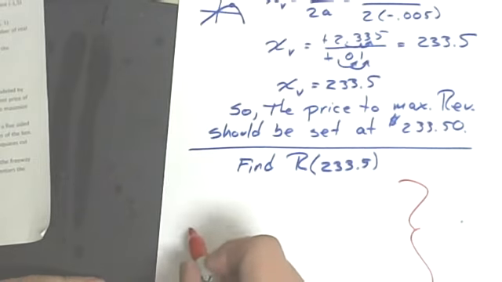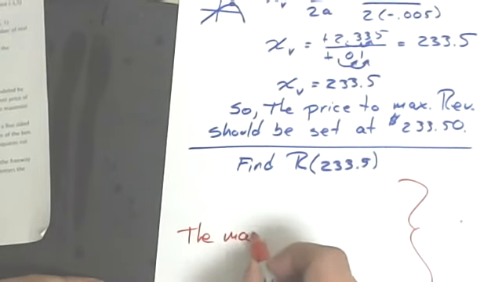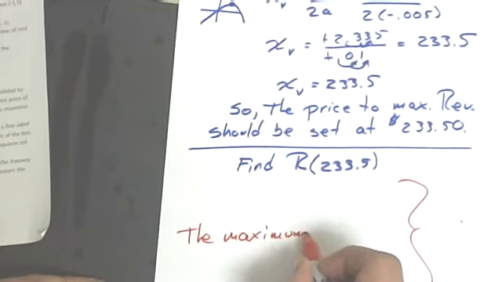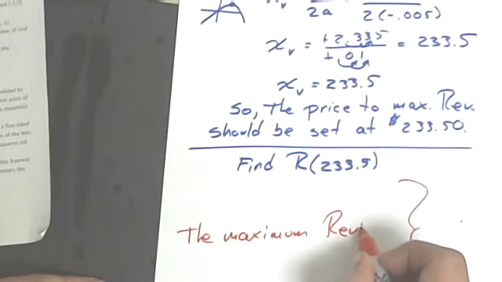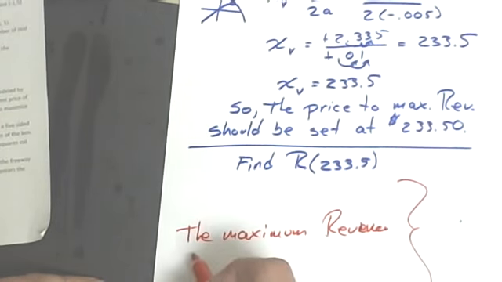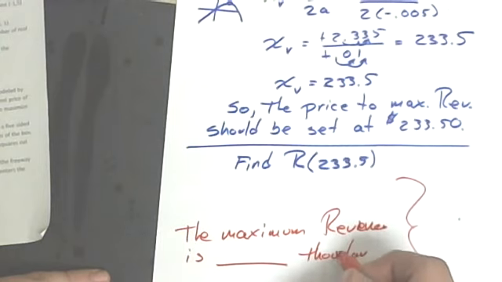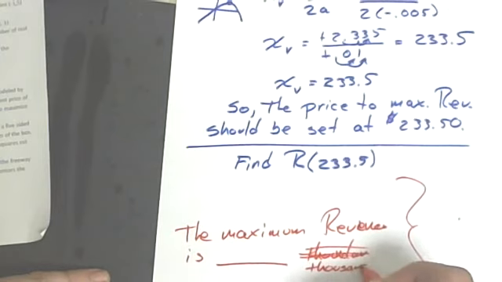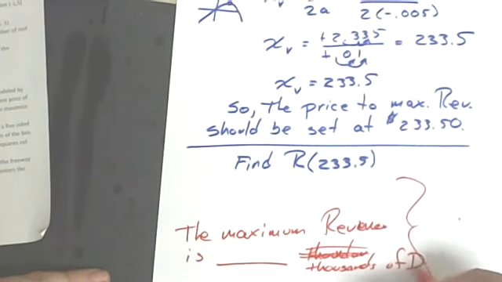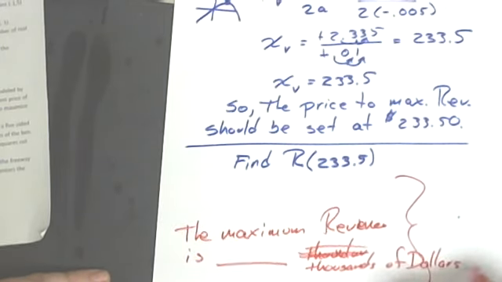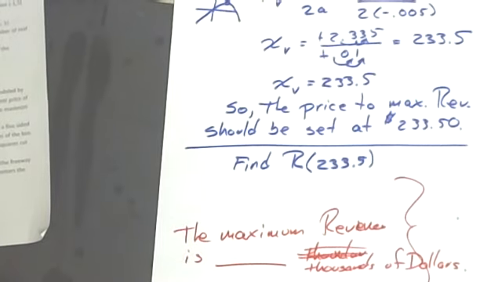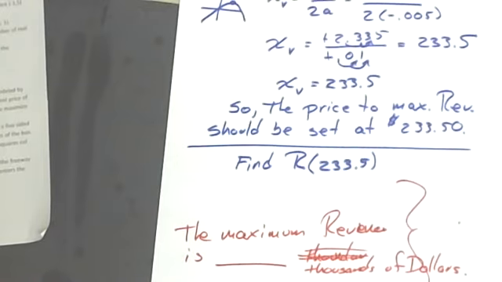But you'll have some other sentence that says the maximum revenue, and you really should be spelling these out, is whatever that number ends up being, thousands of dollars. Can't spell today. So, nice, quick little problem.